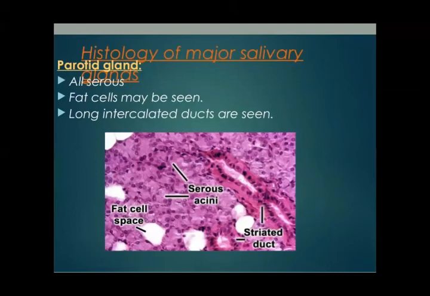Histology of major salivary glands. Parotid gland, all serous. Fat cells may be seen. Long intercalated ducts are seen.